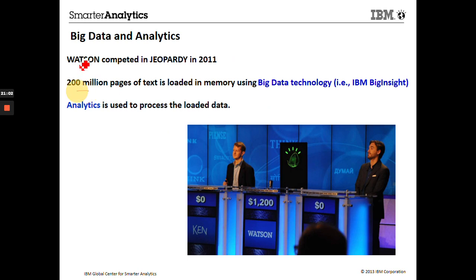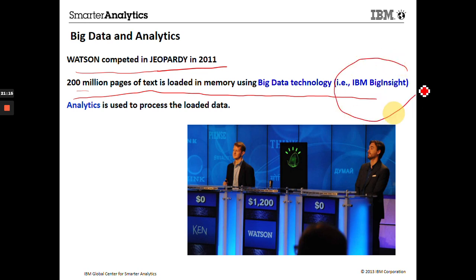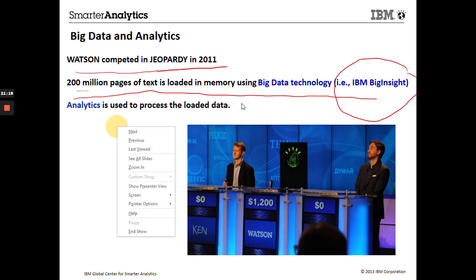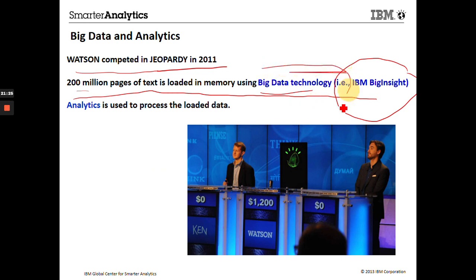Okay. So big data and analytics, Watson competed in Jeopardy in 2011. 200 million pages of text is loaded in memory using big data technology. So, yung software na ginamit nila doon is IBM Big Insight. Analytics is used to process loaded data. So, that is the software of the IBM Big Data Technology.